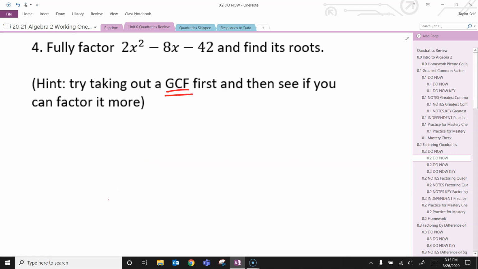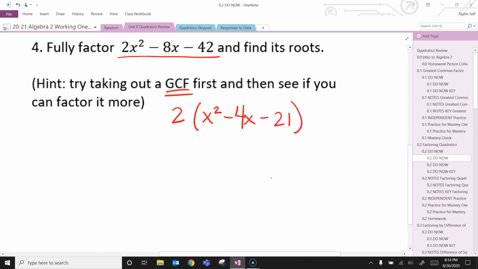Okay, so for GCF, in this thing, we should have looked at what number can go into 2, 8, and 42. The GCF is 2. They do not all have x's, so your GCF does not have an x. And then you would have gotten 2 divided by 2 is 1. So all that's left there is x squared. Negative 8 divided by 2 is negative 4x, because we didn't take any x's out. Negative 42 divided by 2 is negative 21.